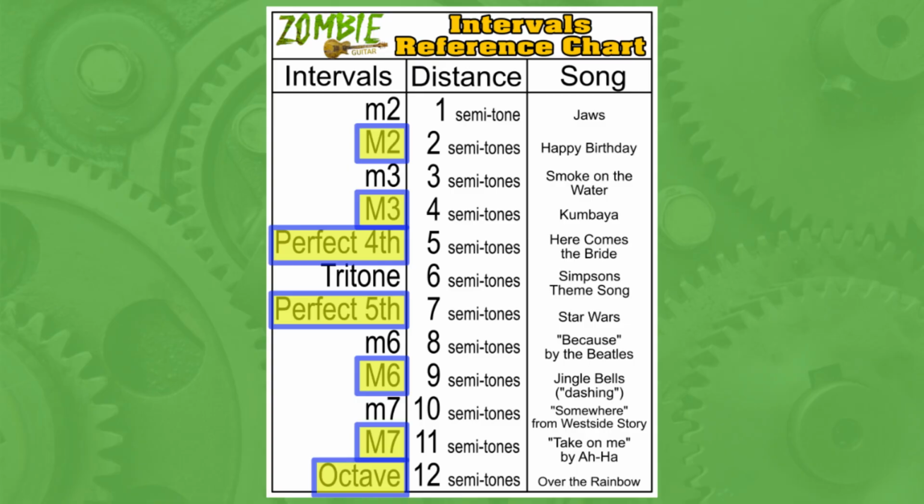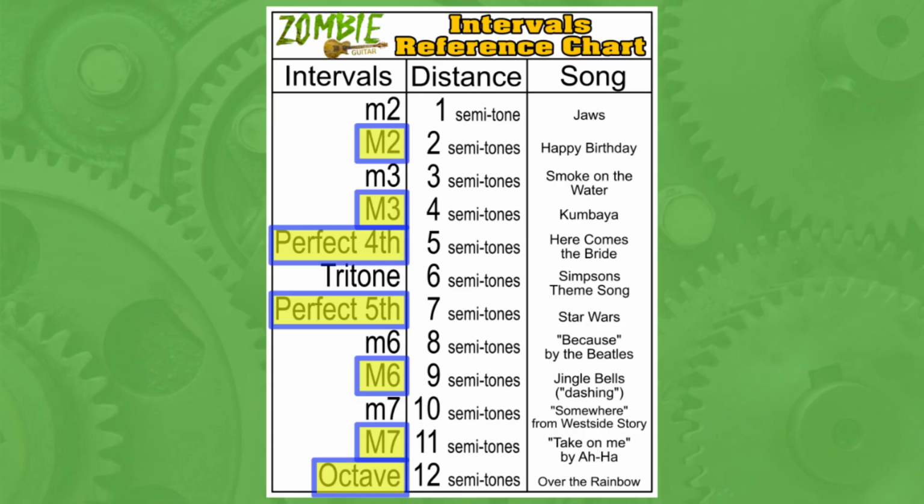You've probably heard this before. So just the first 2 notes there. That's a perfect fifth. Major sixth, that's the Jingle Bells Dashing Through the Snow part. So that right there, that's a major sixth. And then the Take On Me. So here's the major seventh. And then Somewhere Over the Rainbow.